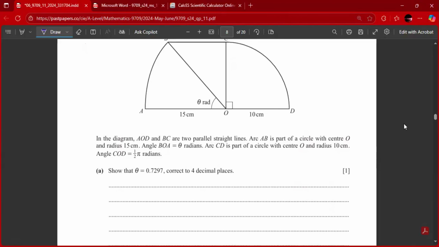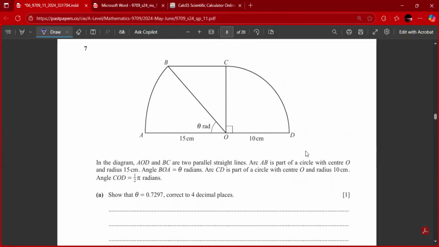Now the things that I'm given. This is 10 centimeter, this is 15 centimeter. If AO is a radius, and this thing is my sector, that means OB is also the radius and is 15. So here we have another sector, COD. If OD is my radius as 10, this means that OC is also 10.